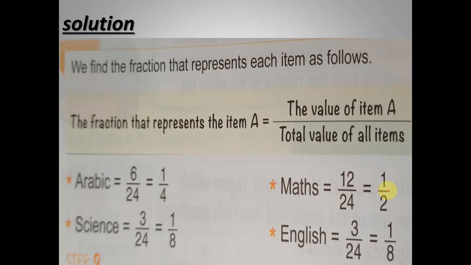Then she spent half of the time studying math. Science is 1/8 of the time. English: 3/24 equals 1/8 of the time. So first, math takes half the time of studying. Number 2, Arabic takes a quarter of the time of studying. Then science and English. We will go to the drawing.